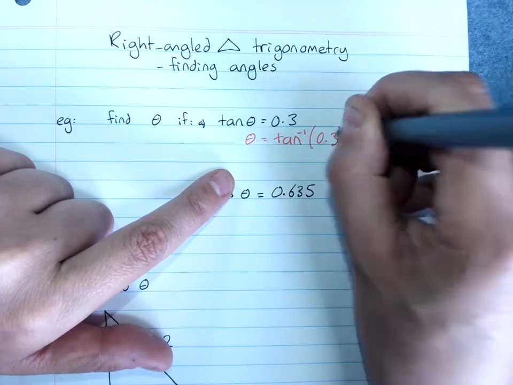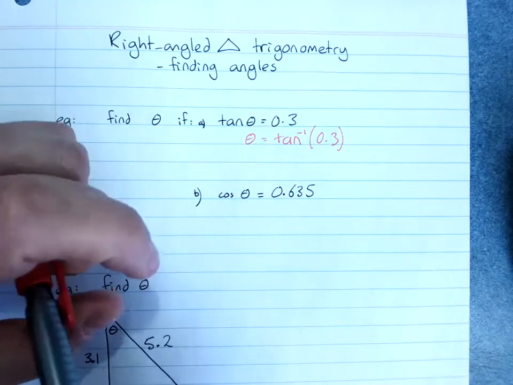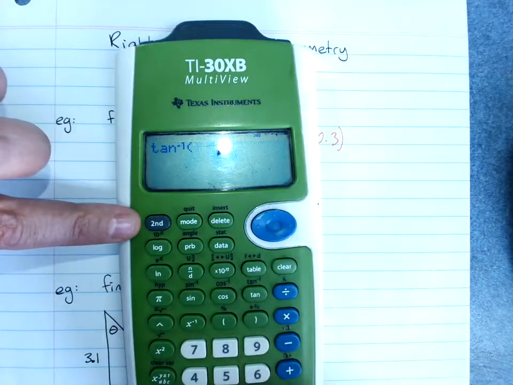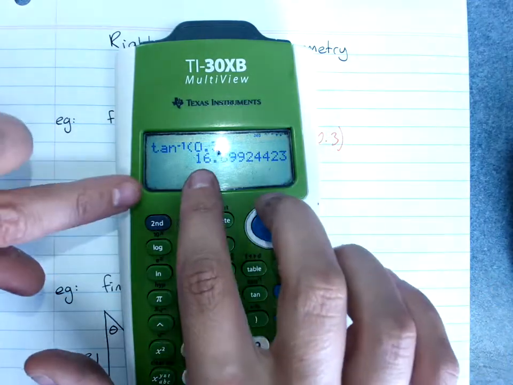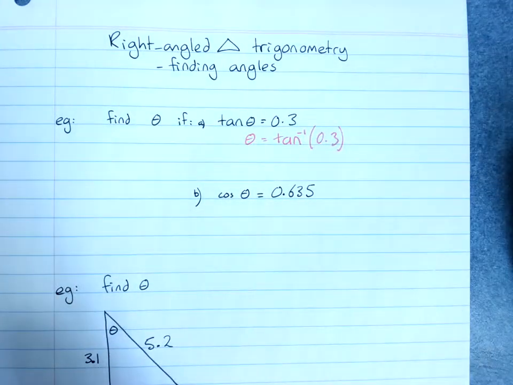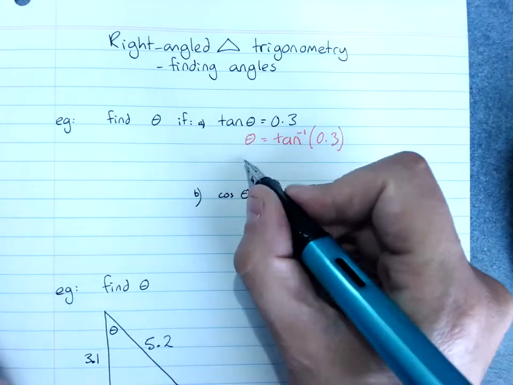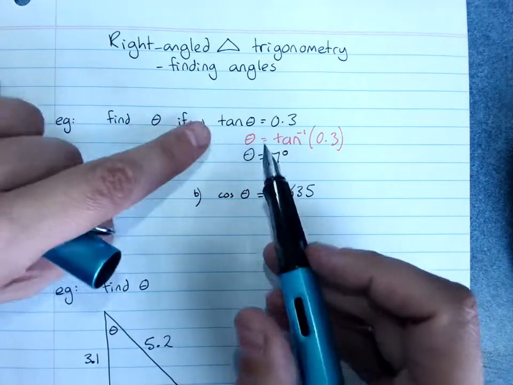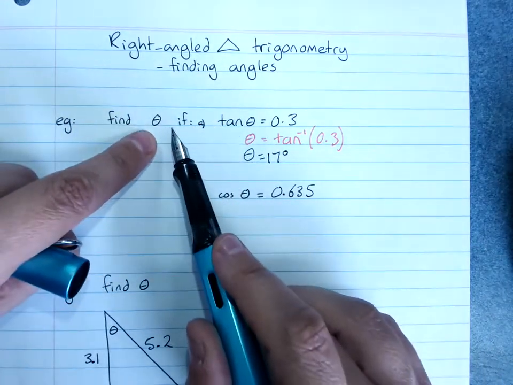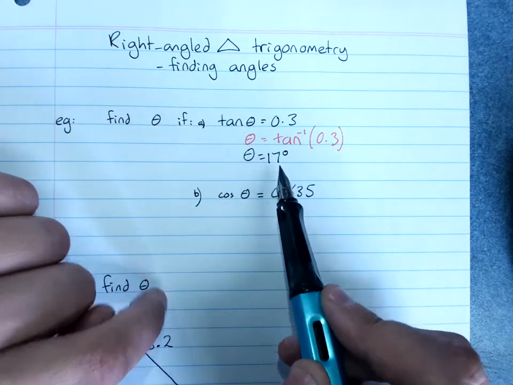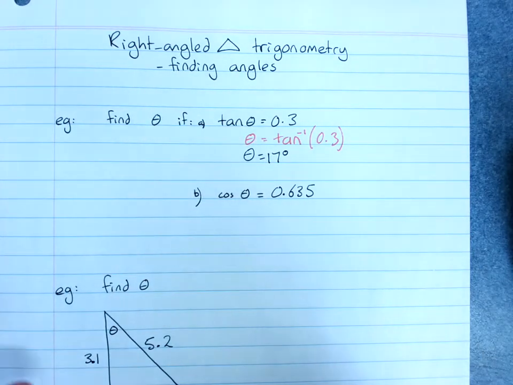And I'm going to do inverse tan 0.3, second function tan 0.3, and my angle to the nearest degree, which is usually how we give it, will be 17 degrees. So theta equals 17 degrees. So when I'm asked to find theta, I know I'm going to use inverse of the ratio, and of course I'll give my answer to the nearest degree.